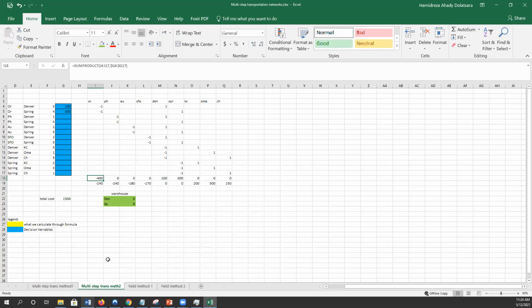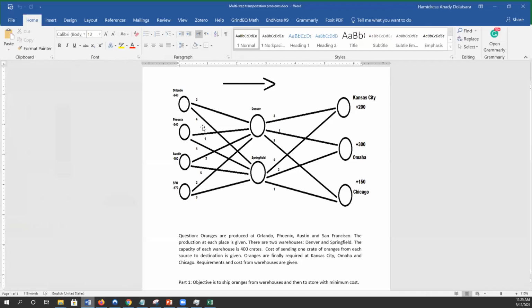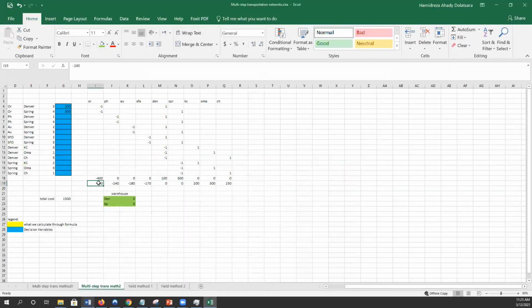Is there anyone who can find any problem here? Look, my supply capacity on Orlando is 240, but I'm sending 400. Doesn't make sense at all. It's a wrong decision variable. So maybe I should change it to 110. Now, -1 times 100 and -1 times 110, the out 1 value is 210. My capacity is 240. So that should be okay.